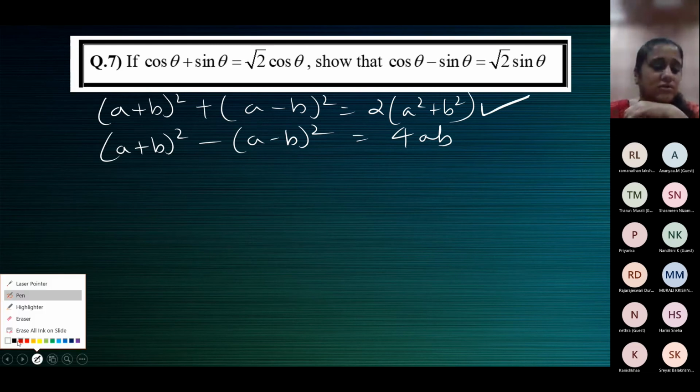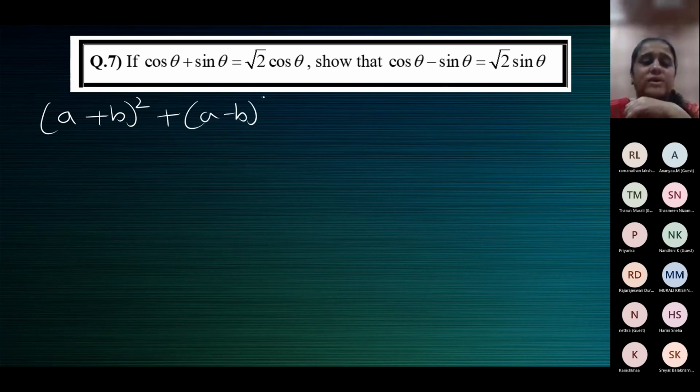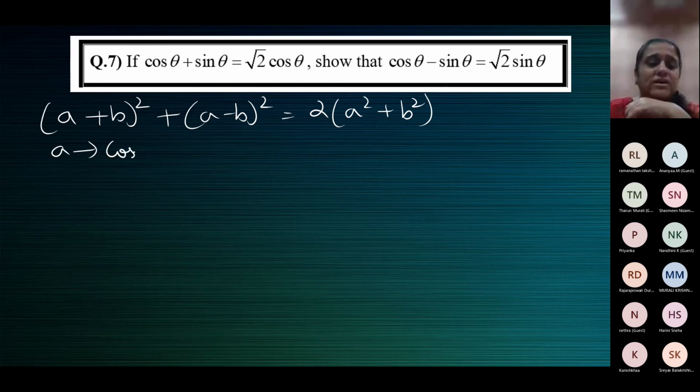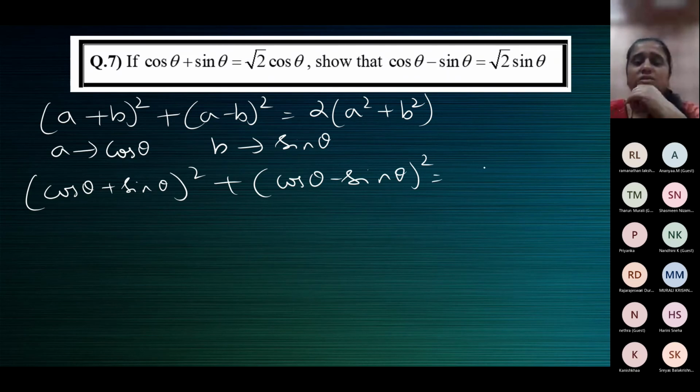So how does the working go? We first make use of this algebraic identity, a plus b the whole square plus a minus b the whole square is equal to 2 of a square plus b square. We first write this identity. Now we'll say let a be cos theta and let b be sin theta. And we rewrite this identity using cos theta and sin theta. So cos theta plus sin theta the whole square plus cos theta minus sin theta the whole square is equal to 2 of cos square theta plus sin square theta. We'll just get 2 into 1, 2.